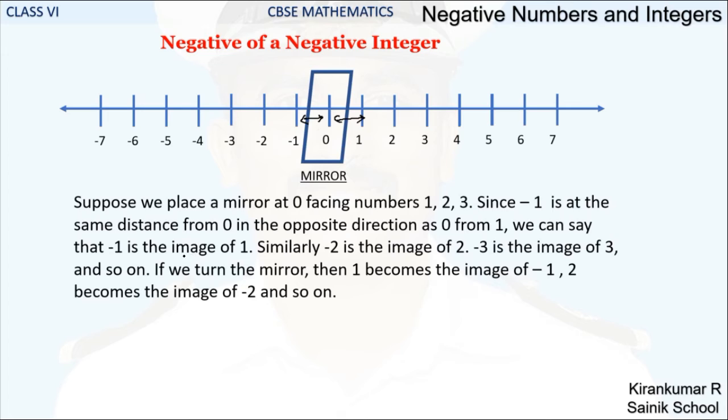We say that negative 1 is the image of positive 1. Similarly, minus 2 is the image of positive 2, minus 3 is the image of positive 3, and so on. If the mirror is turned, minus 1 becomes the number and its image will be positive 1. So positive 1 becomes the image of negative 1, positive 2 becomes the image of negative 2, and so on.